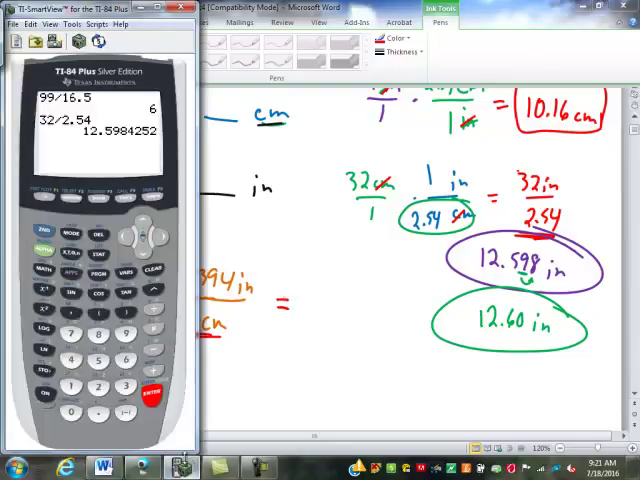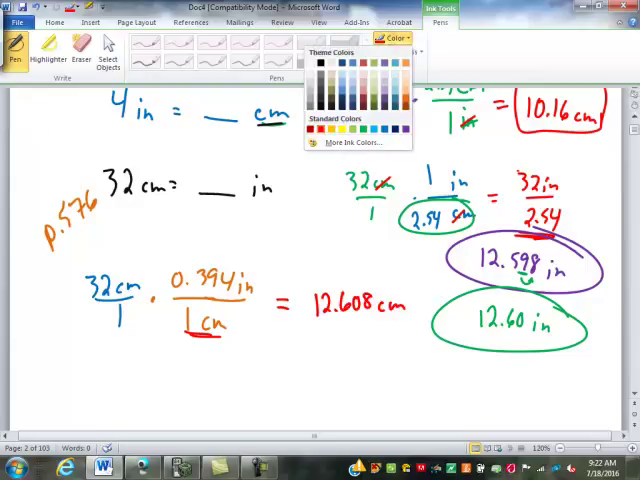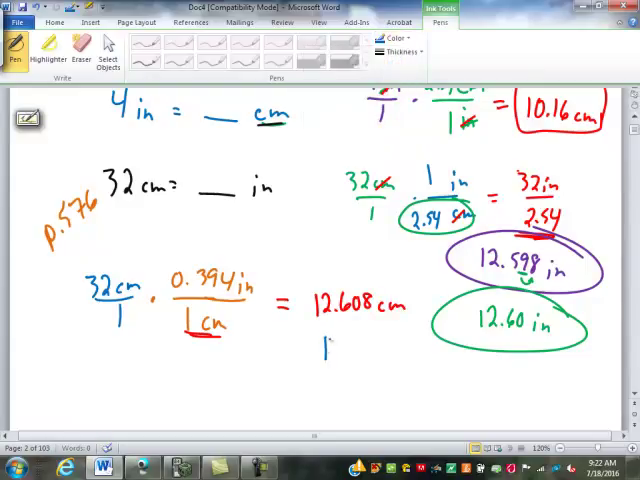So then we would do 32 times 0.394, which gives us 12.608. Now, if we're rounding to the nearest hundredth, this one's going to become 12.61. Doesn't mean we did one of them wrong, it's just round off errors and the conversion factors.